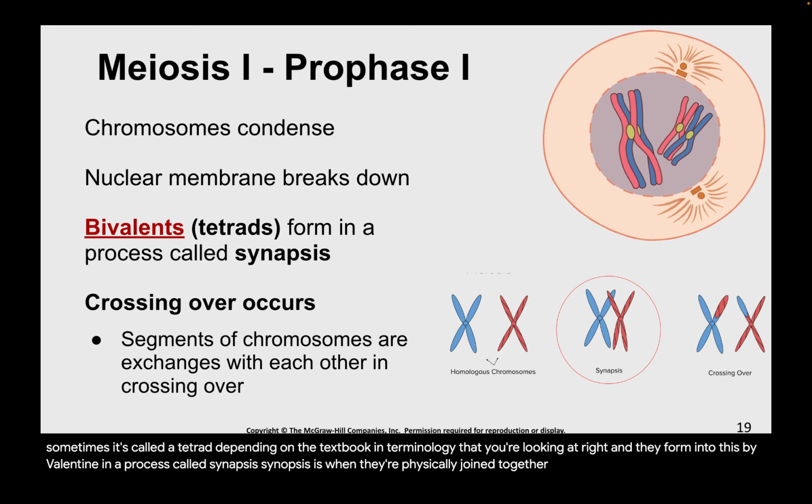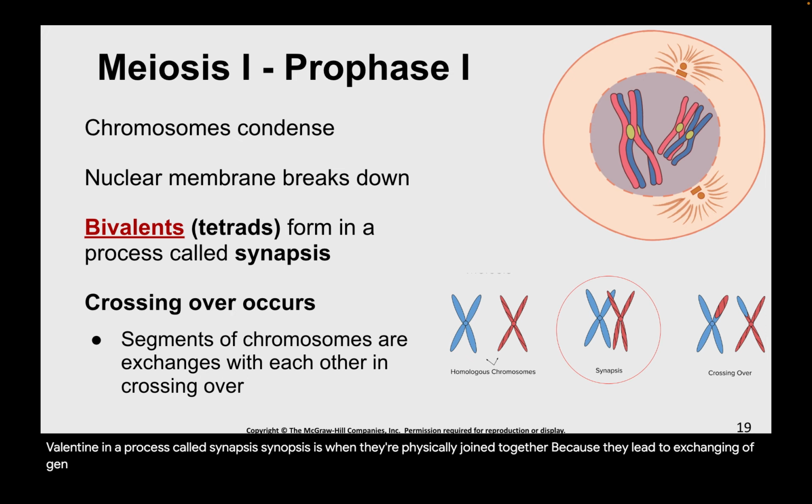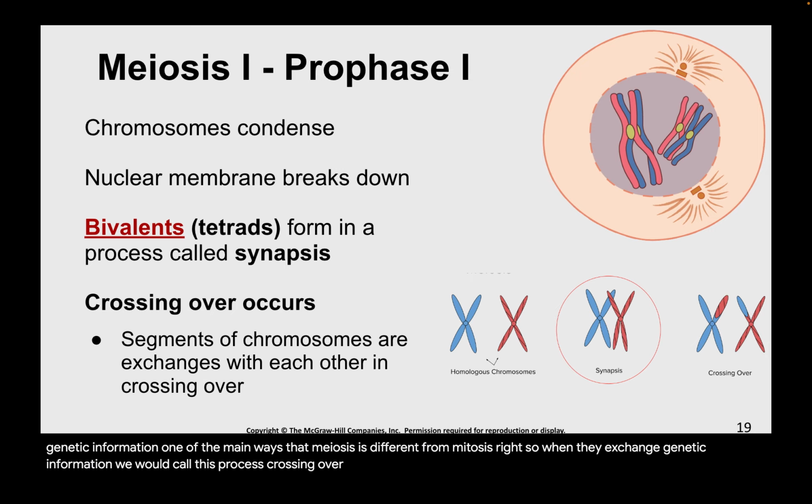Now, the formation of these bivalents are pretty important because they lead to exchanging of genetic information. One of the main ways that meiosis is different from mitosis. All right, so when they exchange genetic information, we would call this process crossing over, where segments of chromosome are swapped with other chromosomes, all within a homologous pair still. And we're going to go over this step by step because I want to make sure we understand this.